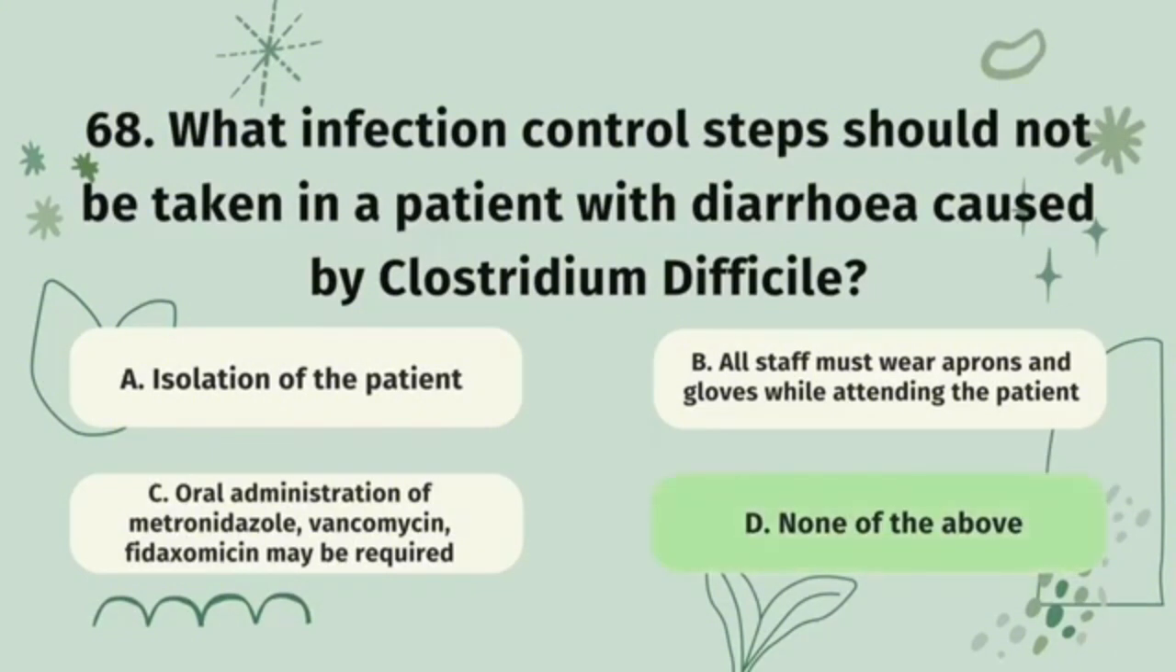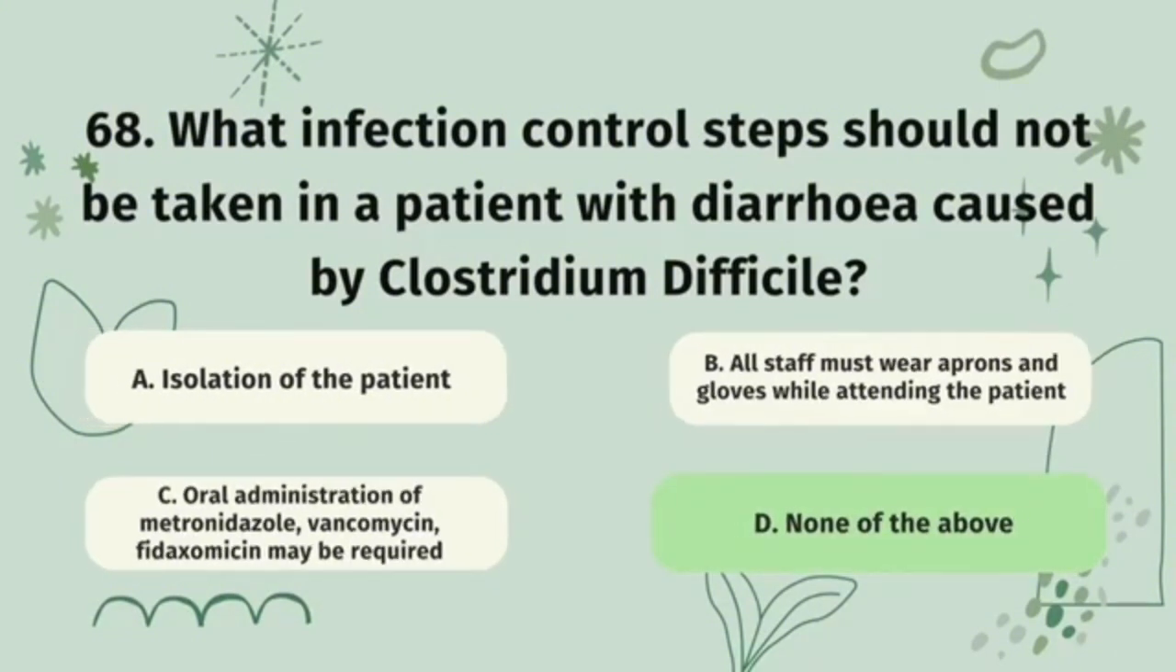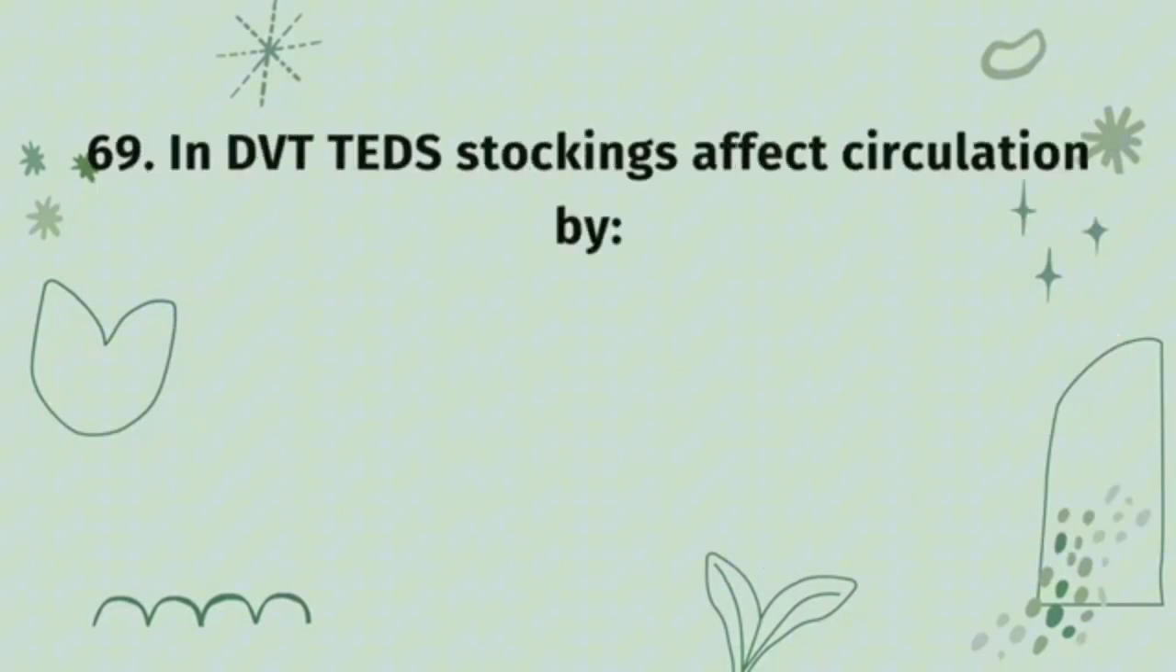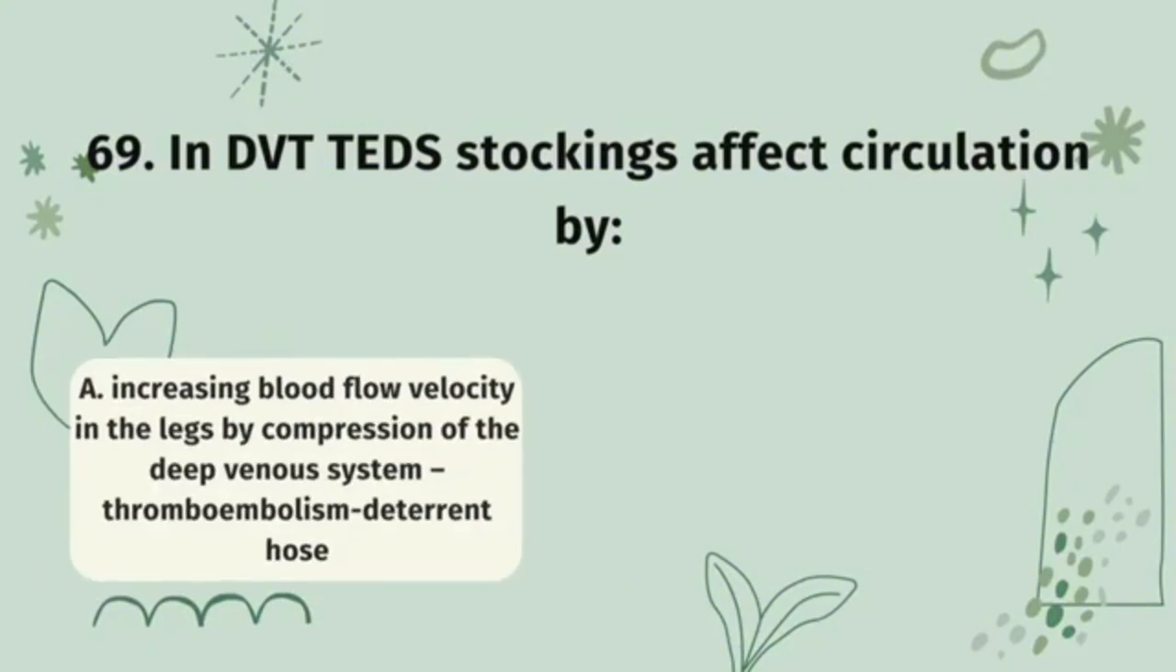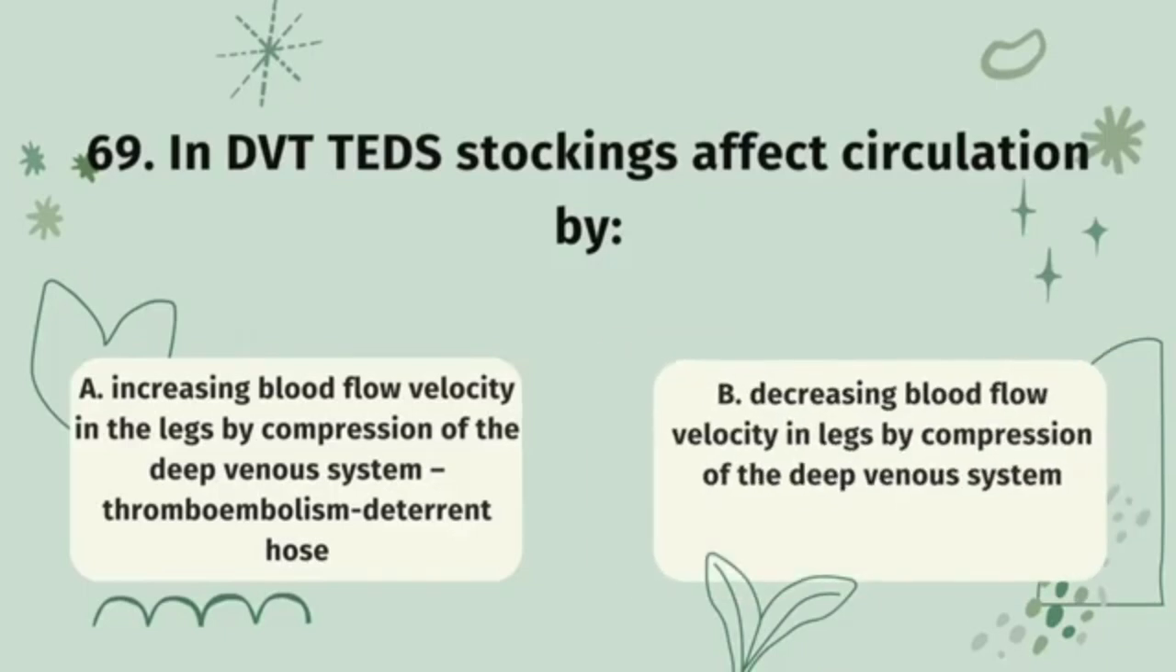The correct answer is D. Question 69. In DVT-TED, stockings affect circulation by: Option A. Increasing blood flow velocity in the legs by compression of the deep venous system, thromboembolism deterrent hose. Option B. Decreasing blood flow velocity in legs by compression of the deep venous system.